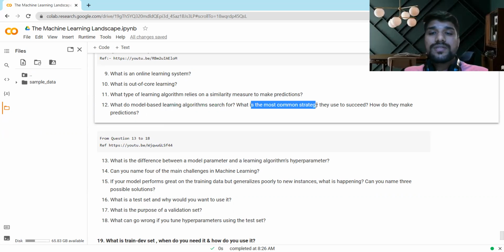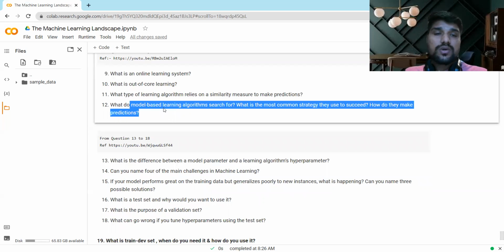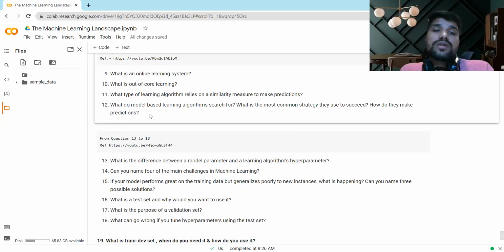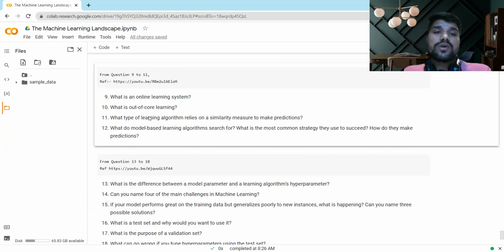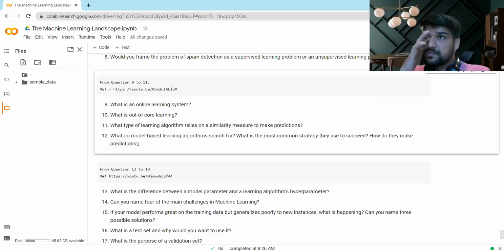and what is the common strategy they use to succeed, and how do they make the predictions. So I explained in the video there are two types of learning: one is instance based and the other is model based. When we are using model based learning, what does the model based learning algorithm try to do, what is the common strategy they follow, how do they succeed, and how do they make the predictions? For this type of thing, how it works exactly, these things you have to explain in the answer.